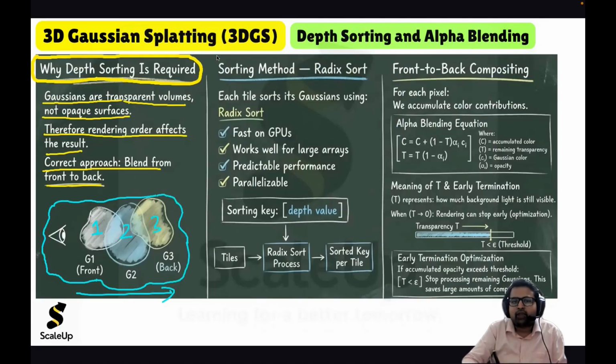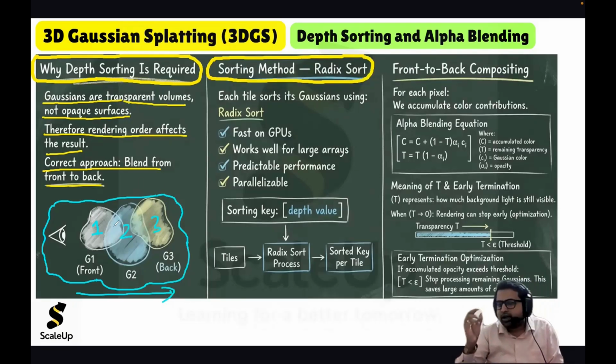Now the sorting method we will be using is Radix Sort. Every 3D Gaussian will have a depth associated with it, because when we splat based on the size, shape and orientation, a depth will be calculated for every 3D Gaussian on a tile. And we will be sorting the depth. The sorting method we will be using is the Radix sort, so each tile will sort its Gaussians using the Radix sort.